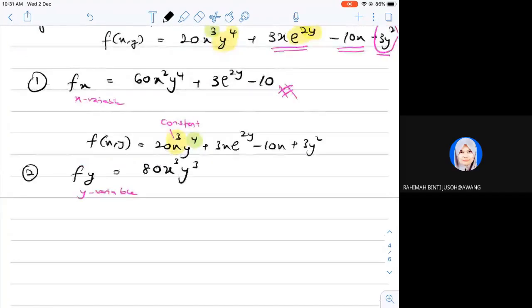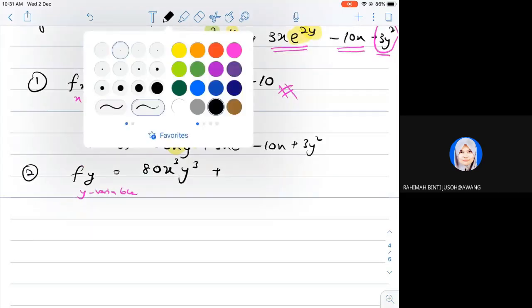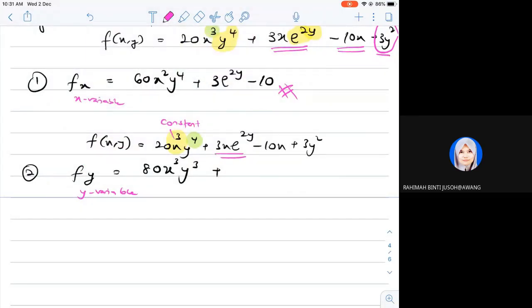Okay, and then now, how about the second term? How do we differentiate this with respect to y? Exponent to y times 2. Okay, so 2, we should bring this to the front, right? So 2 times 3 becomes 6. X is just a constant, so just copy it down. And then exponent to y, just maintain. Because when we differentiate the exponent, we don't touch the power.